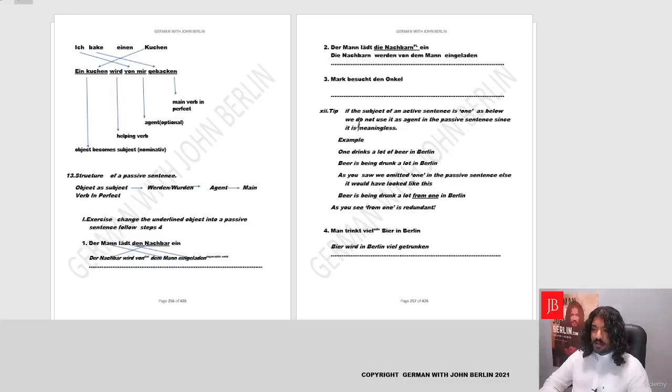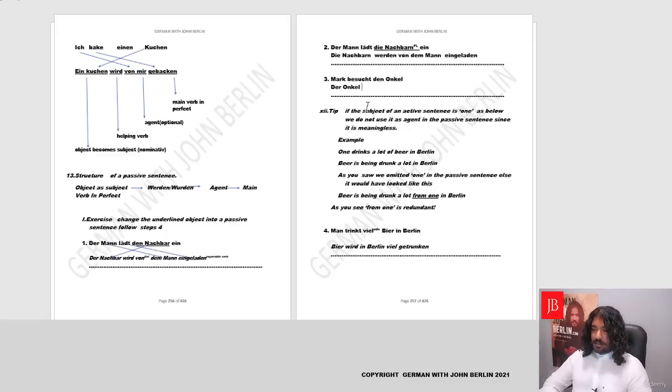Mark visits the uncle. Mark besucht den Onkel. We'll follow the structure. First, we'll pick up the object, turn it into the subject. Okay, so who visits whom? It's written in accusative. Turn it into nominative. It's der, die, das, die, masculine, der Onkel.